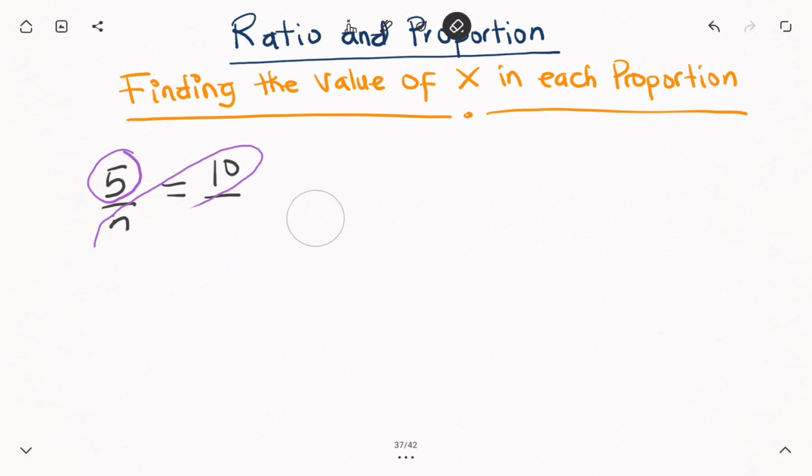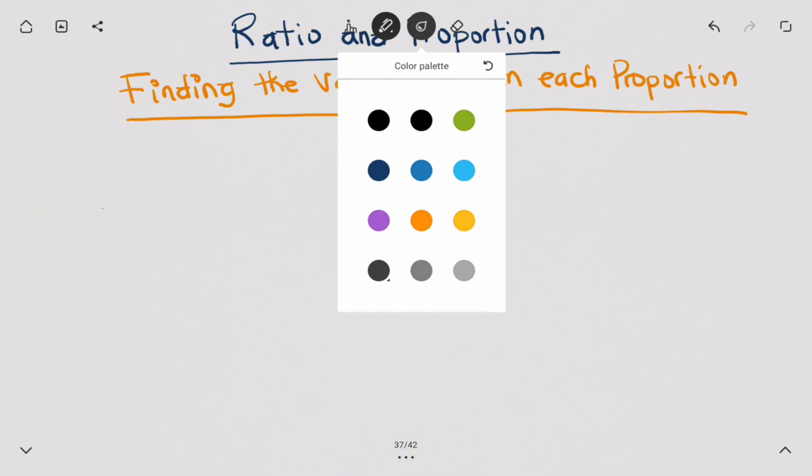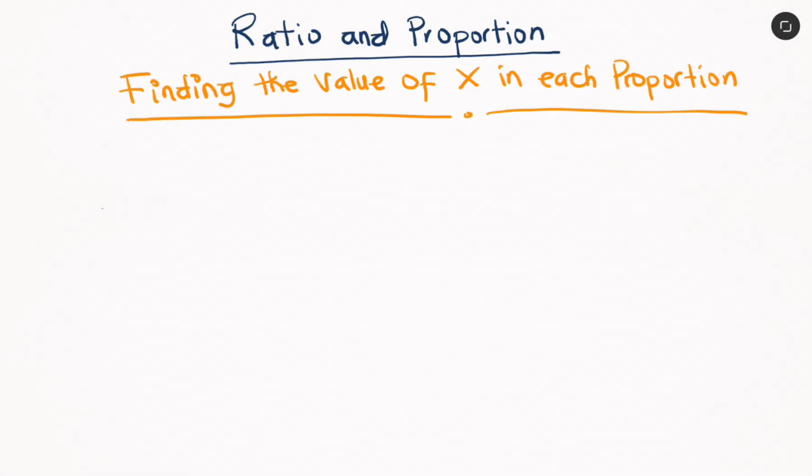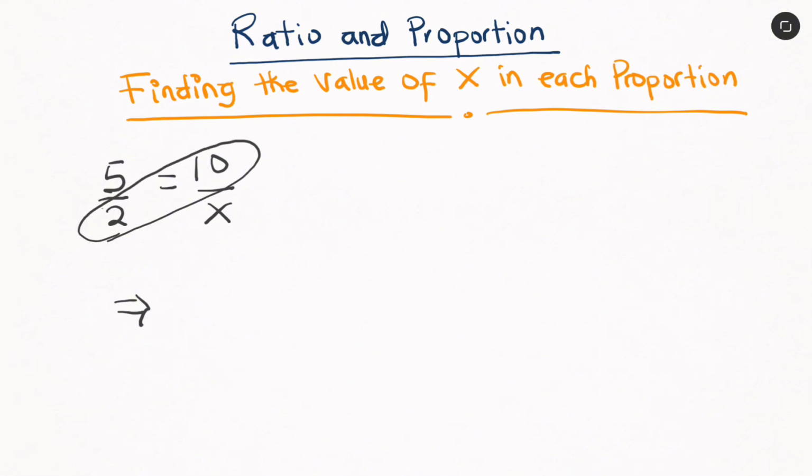So let me erase that and redo that. The question is 5 on 2 is equal to 10 on x. Then we'll have the 2 multiplied by the 10 over here. Like I said, we are going to multiply these two. So we have 2 multiplied by 10, and then we divide it by the 5 over here.